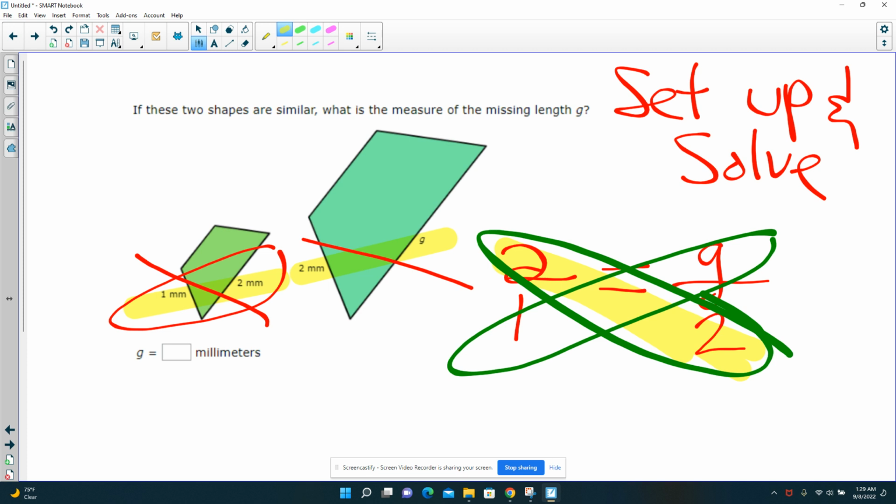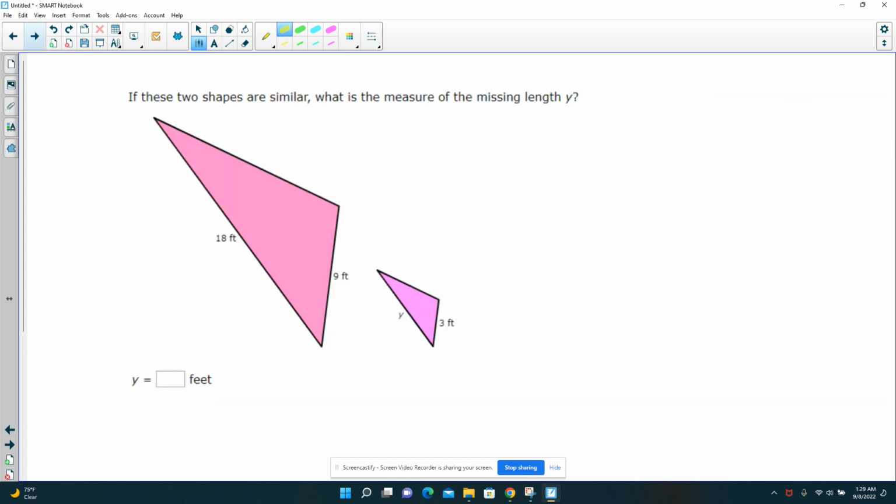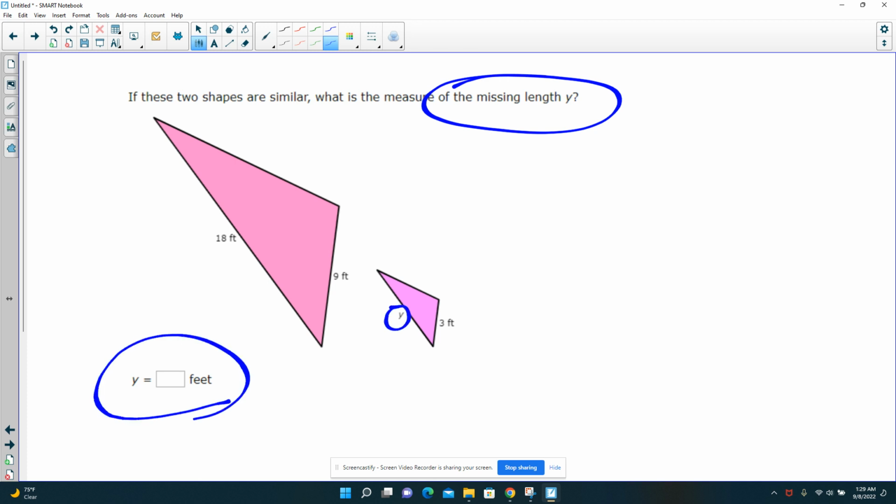We move on to the next problem. And of course, you're going to have to use paper and pencil if you want to determine this. Here we go. If you have these two shapes that are similar, what is the missing length? We are looking for y. What does y represent? And then we put the answer right there. Set up and solve.